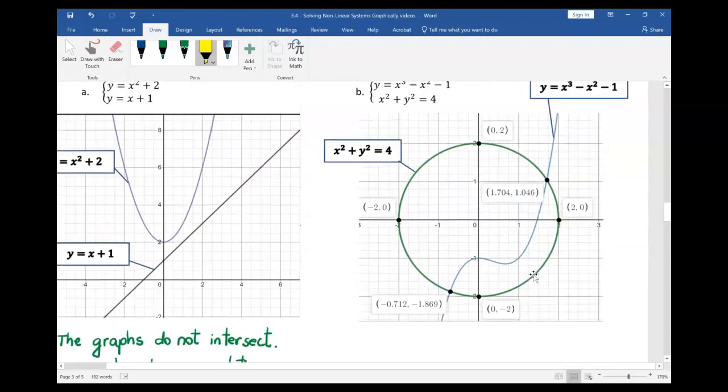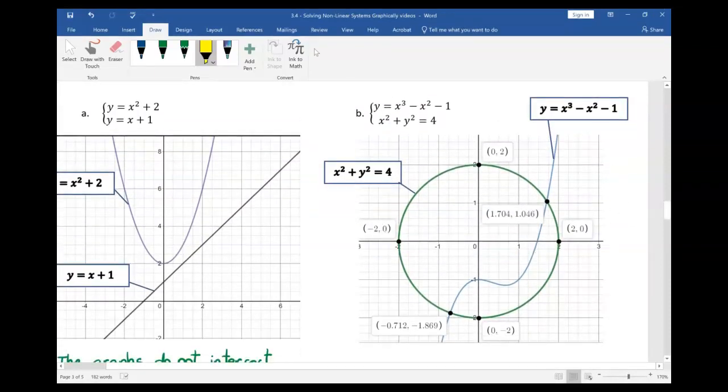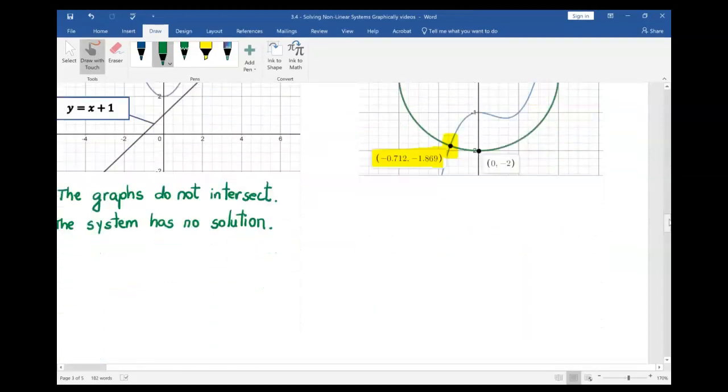Let's look at part B. Here we have the two graphs. Let's check if there's any points of intersection. And as we can notice, we have one point down here. These are the coordinates of the point. And we have a second point a little bit higher. And these are the coordinates. Let's write this down. Let's write the solution for the system.